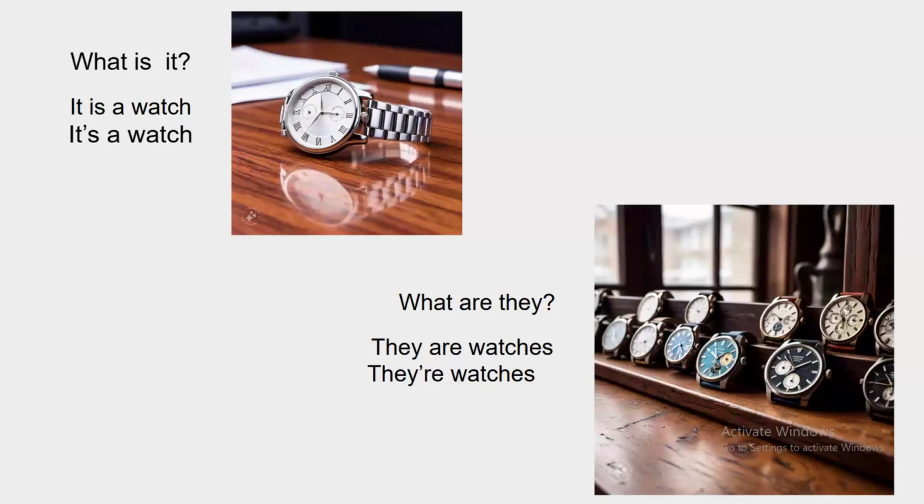What is it? It is a watch, or it's a watch. In this example, we have a watch. That is, we have a single watch here. So the question is, what is it? Because it is referring to a single watch. And the answer is, it is a watch, or it's a watch.